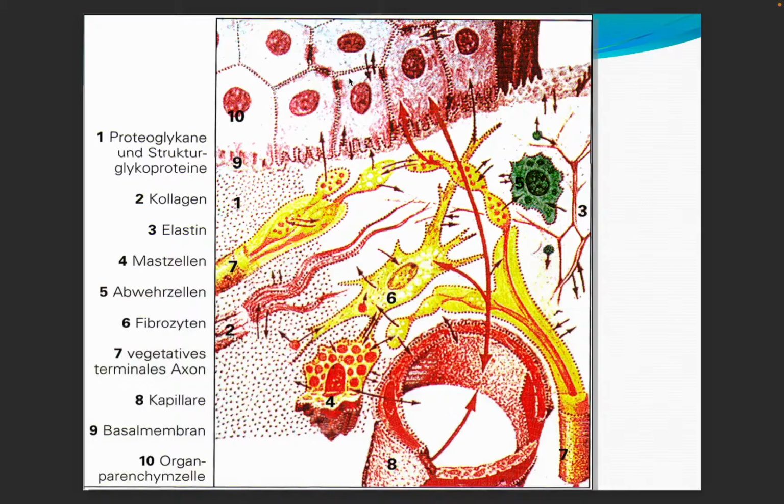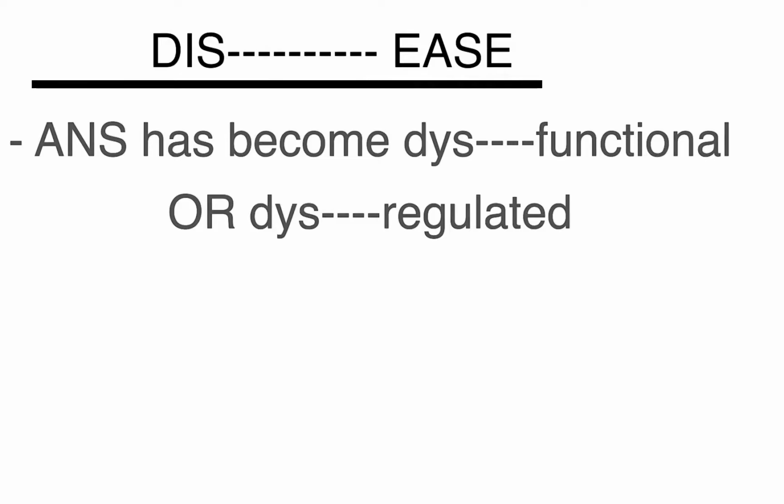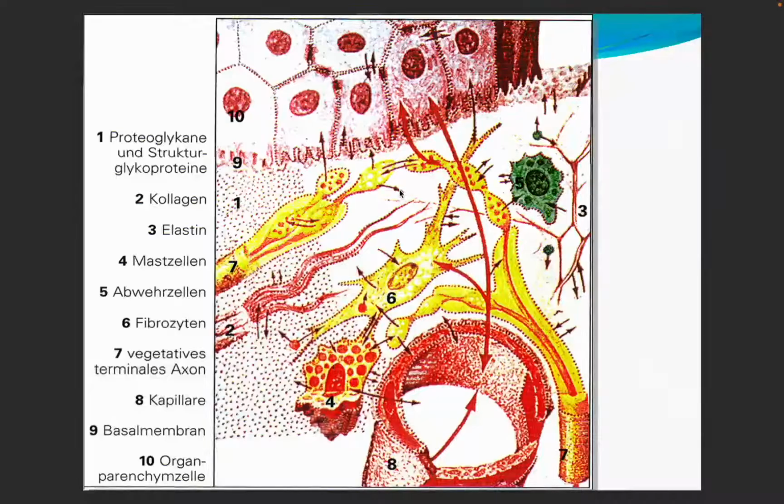So when we have a disease or dis-ease, what are we really talking about? What we're actually saying is that the autonomic nervous system has become dysfunctional or dysregulated. So that means that in this particular diagram, the cells of the tissue would no longer be working well, as well as the circulating immune cells would no longer be working well, because the regulatory wires are not working as they should. So now we have dysregulation of the body and the potential for dis-ease to take place.